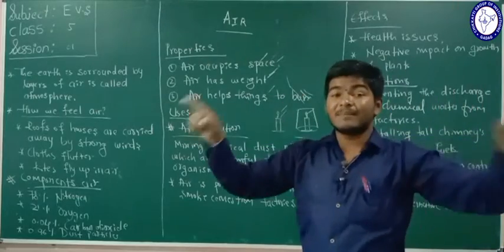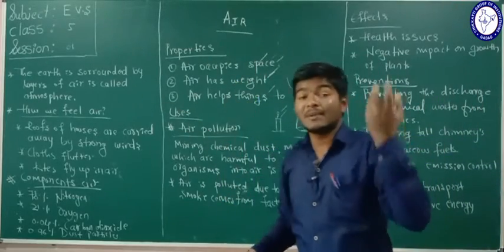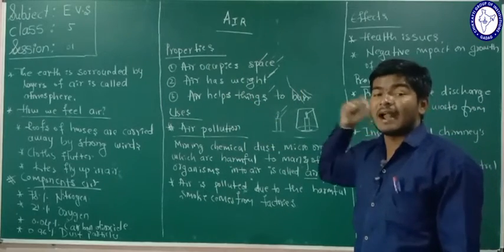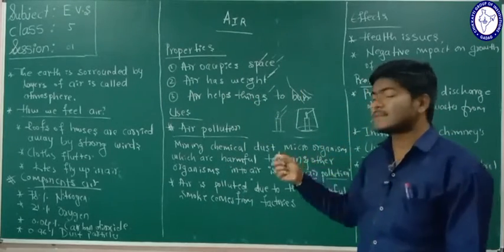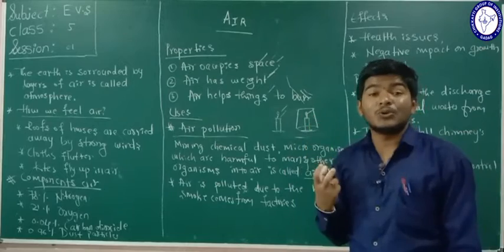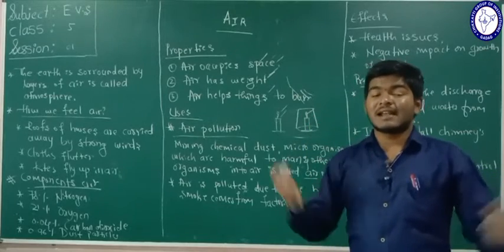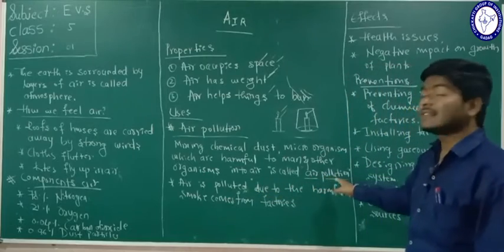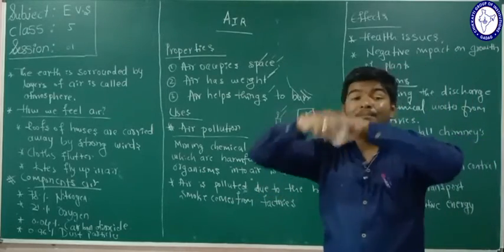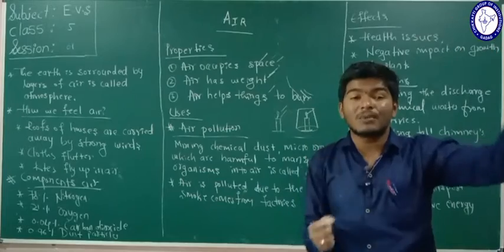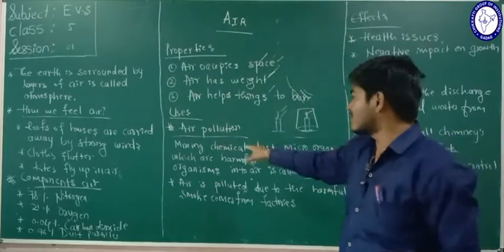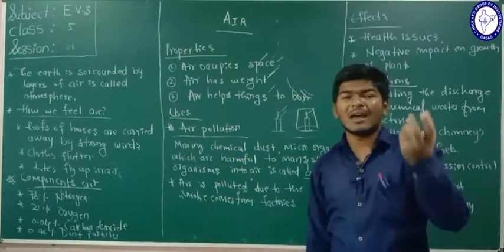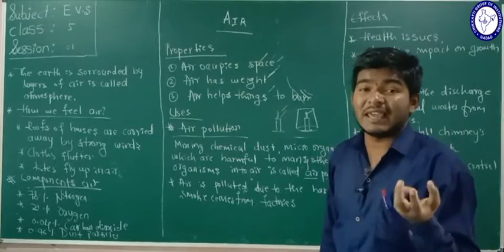The mixing up of impurities or chemical waste from the factories, and also some microorganisms which are harmful to humans, animals and plants, into the air, that is called air pollution. The mixing up of waste materials or harmful materials into the air is called air pollution. What are the causes? What causes the air pollution here?